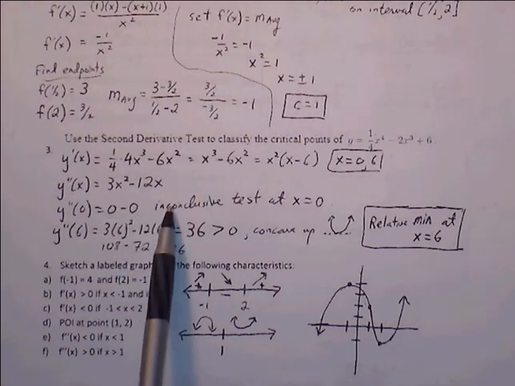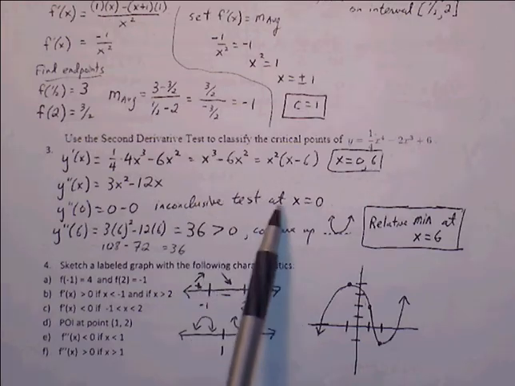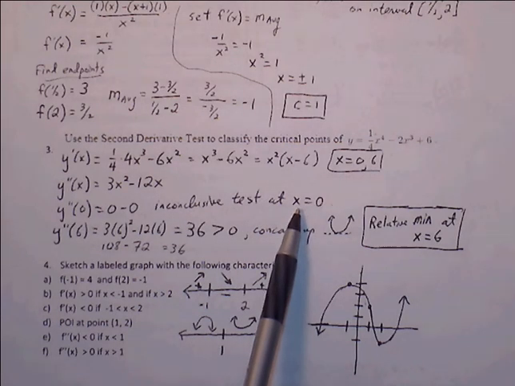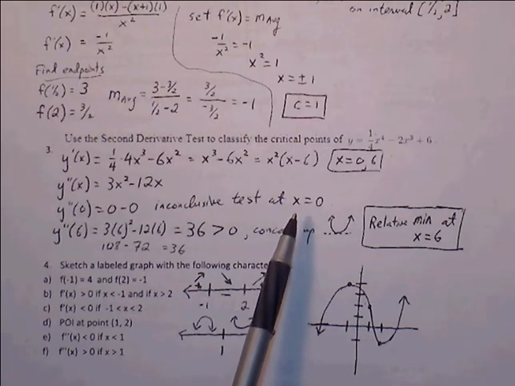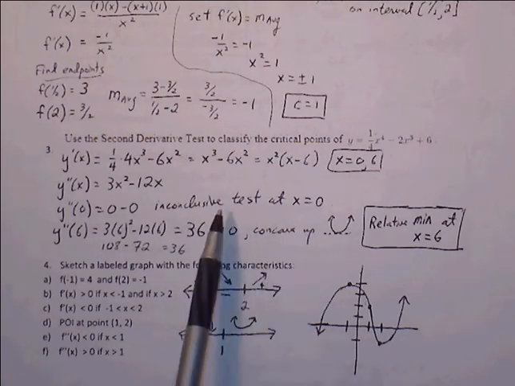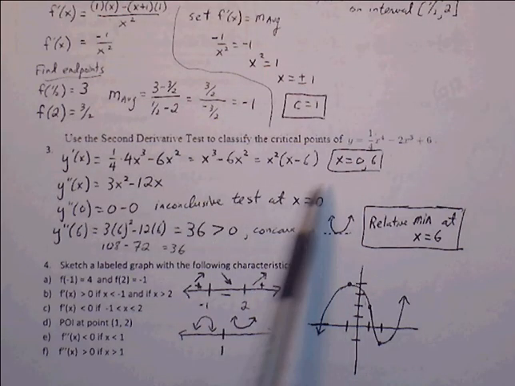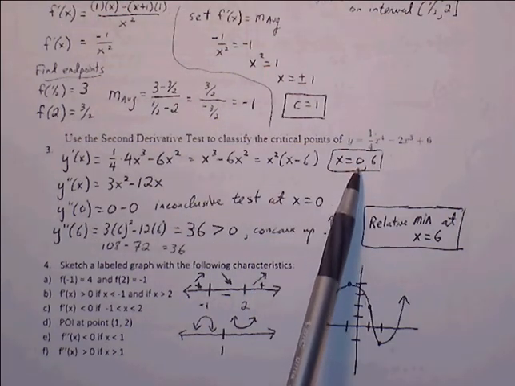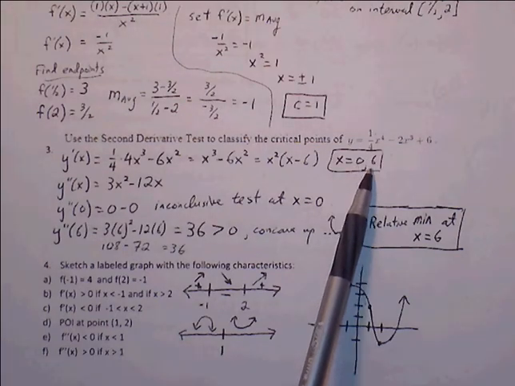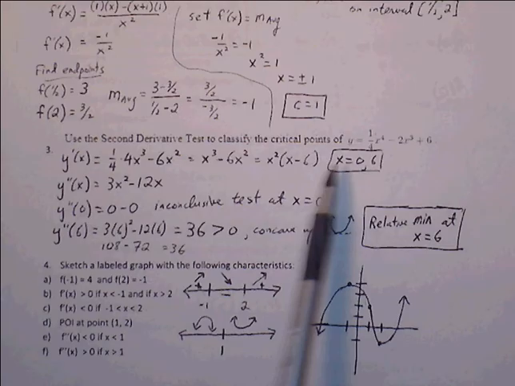Plug 0 into the second derivative, we get 0 minus 0. So that tells us that at 0, there's an inconclusive test. If the second derivative does not produce either positive or negative values, then it tells us that the second derivative test is not sufficient to provide information about whether that point is a relative max or relative min. Okay, so inconclusive test. Let's go to 6.